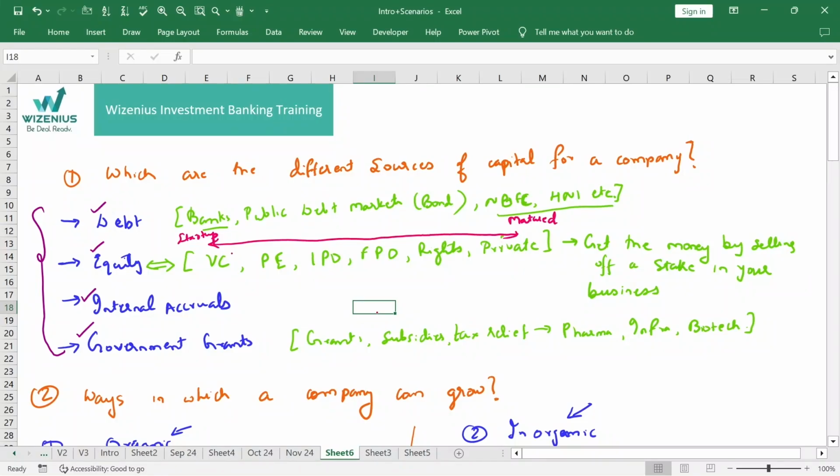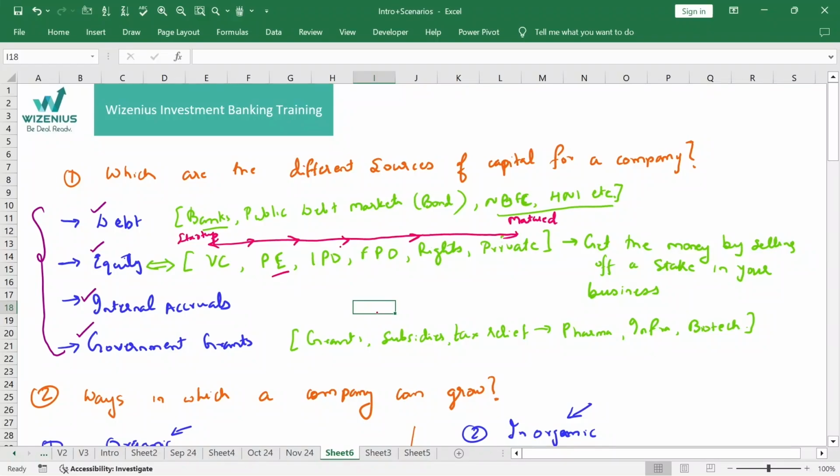When you are a startup, the kind of investors who would be keen or willing to give you money are venture capitalists or angel investors. As you reach the growth stage or the maturity stage, you get investments from private equities or late stage VCs. And as you mature further, depending on your willingness, you can definitely go for an IPO, where you get money from the public markets.